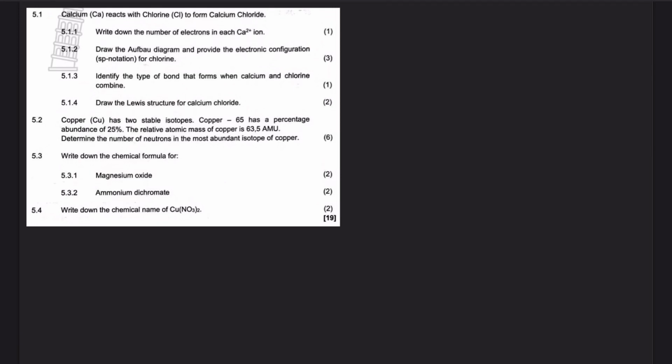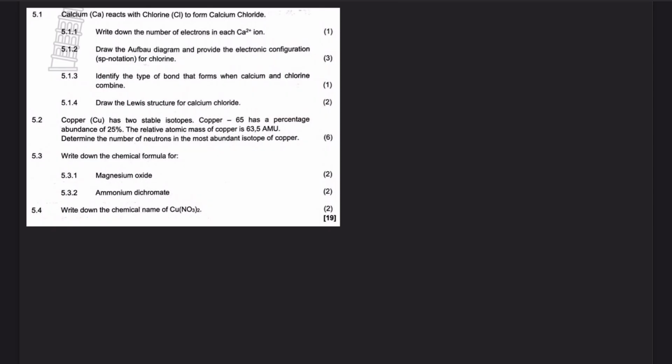Today we will be looking at the grade 10 chemistry paper. Question 5.1. Calcium reacts with chlorine to form calcium chloride. 5.1.1. Write down the number of electrons in each Ca2+ ion.